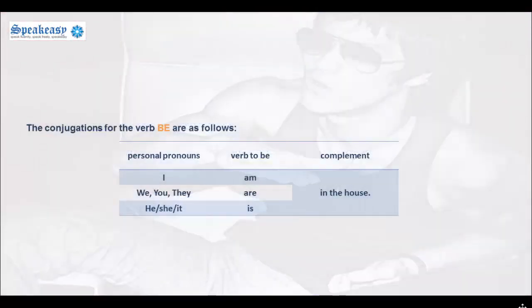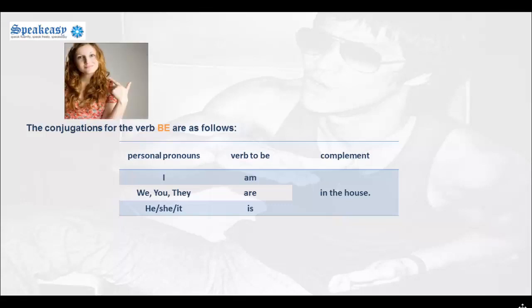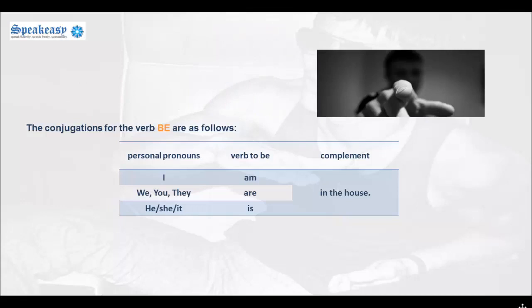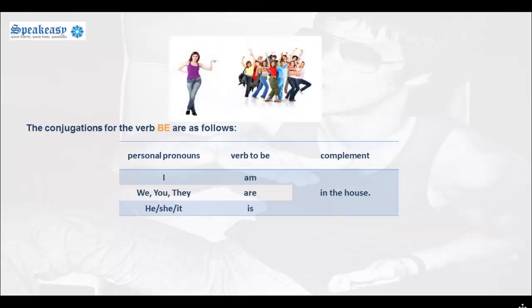The conjugations of the verb be are as follows. I am in the house. We are in the house. You are in the house. They are in the house.